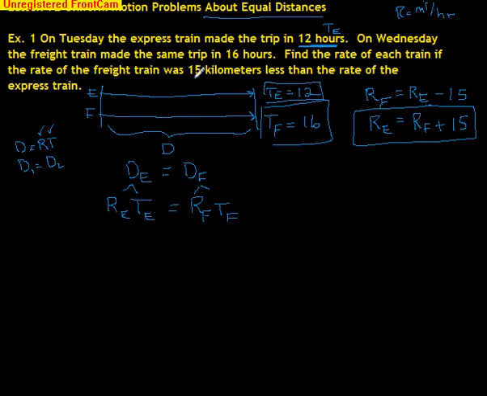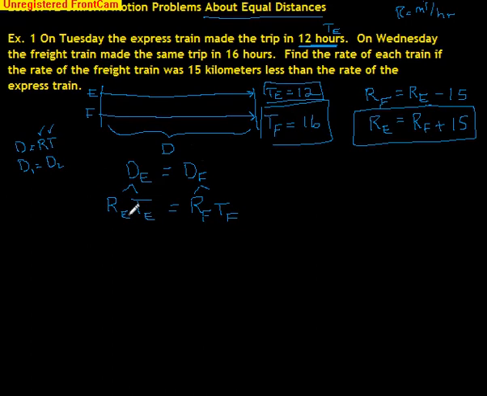So let's review. Draw the picture. Write down the things we know. We know the time of the express train, the time of the freight train, and we know that the rate of the express train is going to be faster than the rate of the freight train, so we have to add 15 onto the freight train to keep our equations balanced. Now it's just like what we did before. We're going to start substituting. We're going to take these rectangular boxes, within them, and substitute.